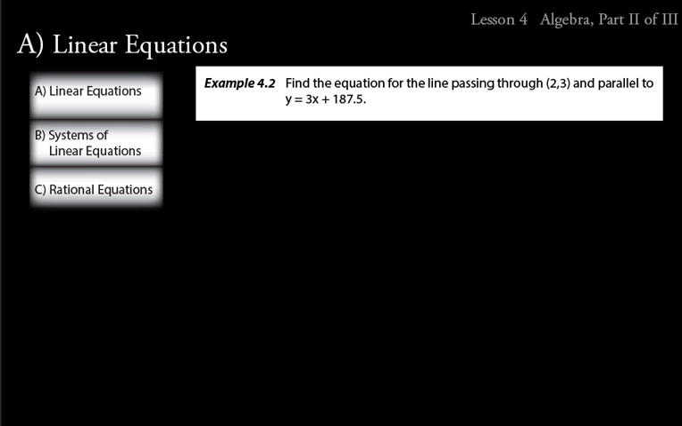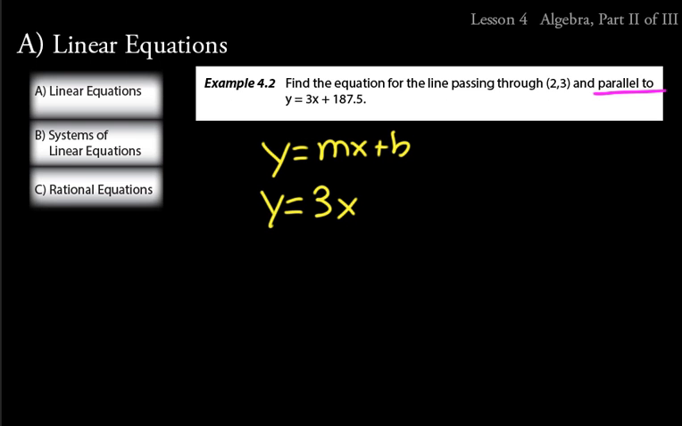Problem 2: find the equation passing through (2, 3) and parallel to y equals 3x plus 187.5. Parallel to is a little bit different than example 4.1, but one thing you should know, and make a note of it in addition to the problem, is remember parallel lines have the same slope. That means for our new equation, we can write down the standard form first, y equals mx plus b, find m, find b, and you're done. Same slope if they're parallel, so our slope is 3 for our new line.